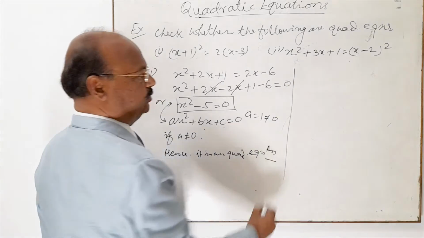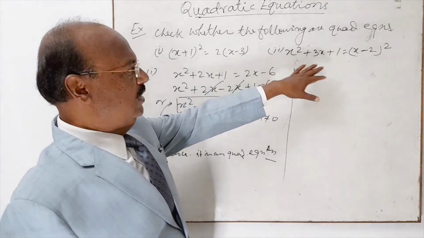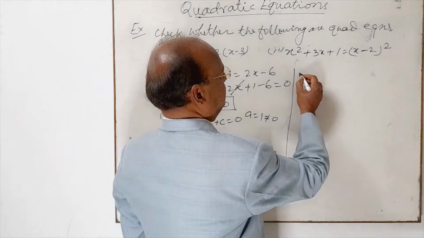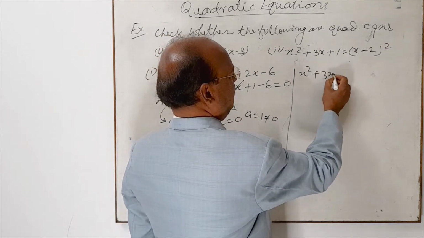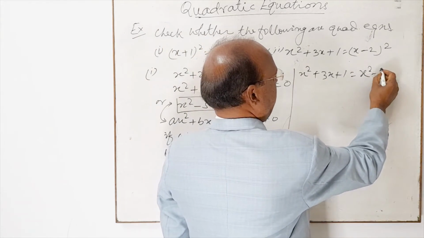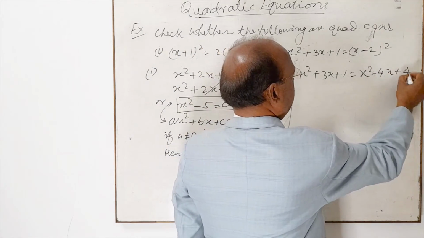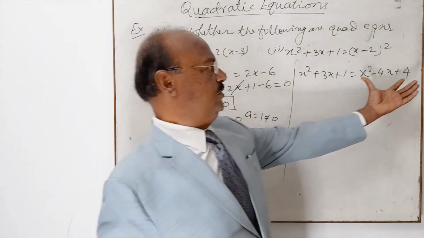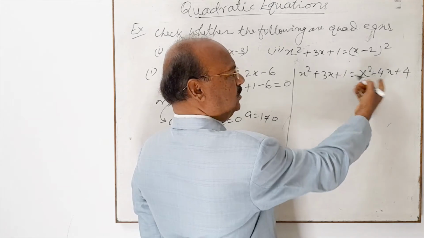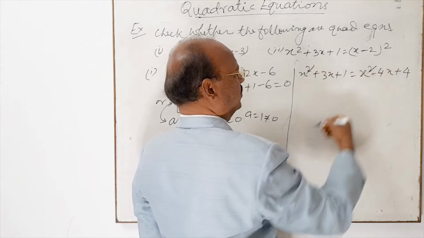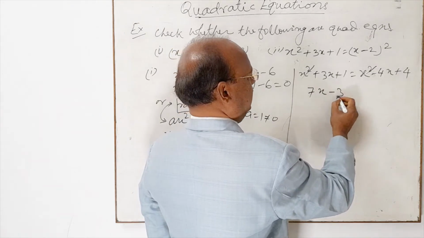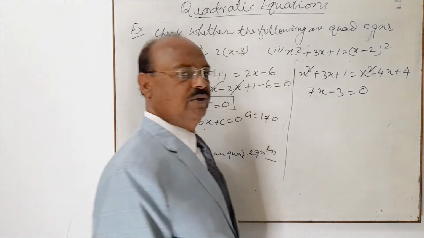Similarly, we can do this second question also. Let us first of all simplify it. Here the left hand side is x square plus 3x plus 1, and the right hand side is x square minus 4x plus 4. Now we will transpose this part to the left hand side. Before transposing we can cancel out x square also. So you are getting here 7x minus 3 is equal to 0.